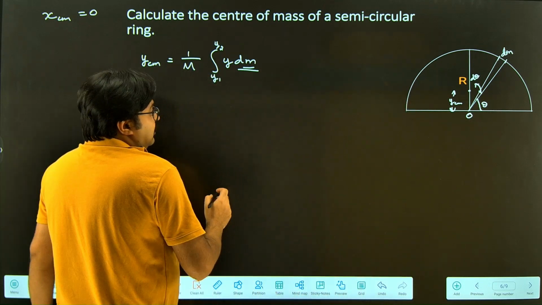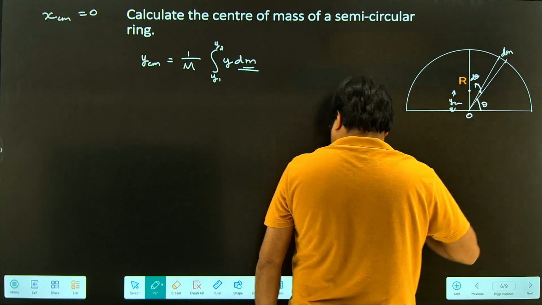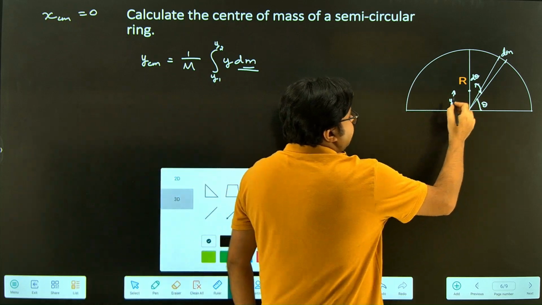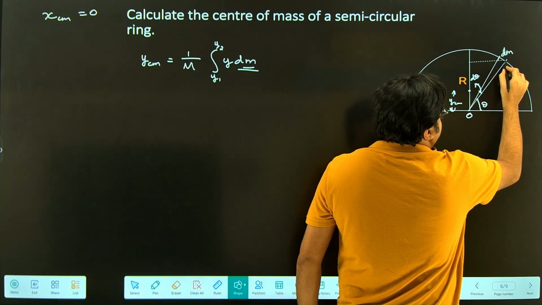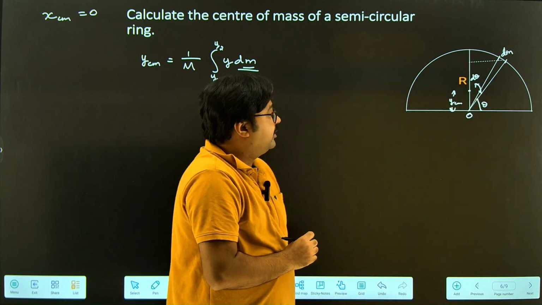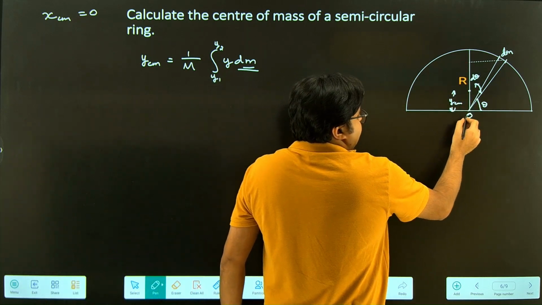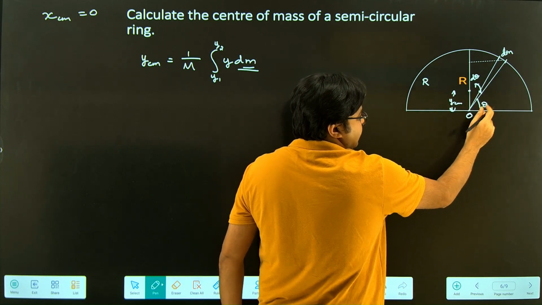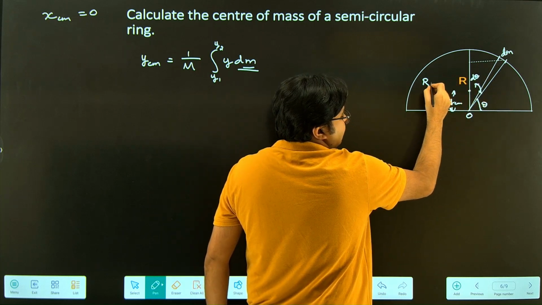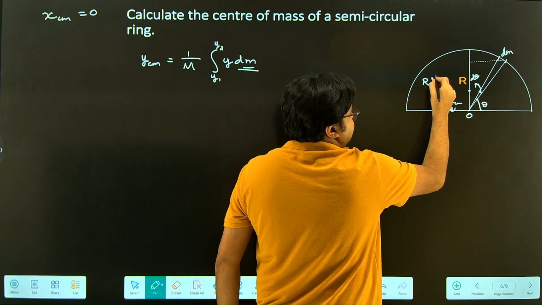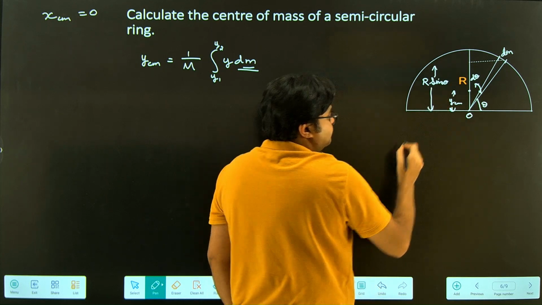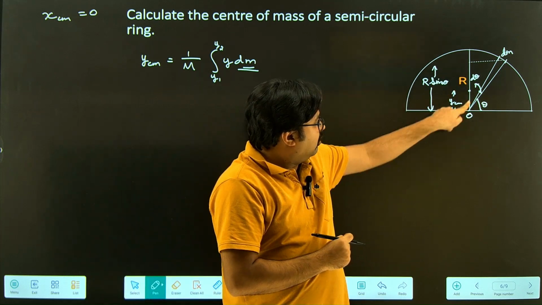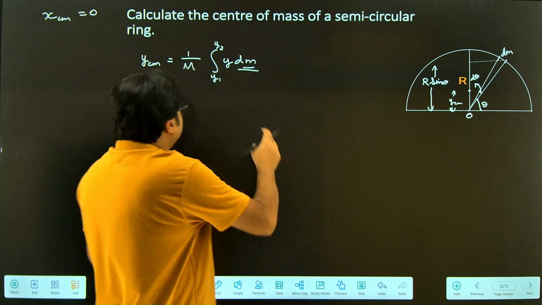And if that's the situation, if you calculate what is the y coordinate of this particular element, then it would be this. That's the height of that particular element. Let's assume that the radius is r. Then this much should be r, because this is theta. To this side it's r cos theta. To this side it's r sin theta. So it's r sin theta all the way from here to here.